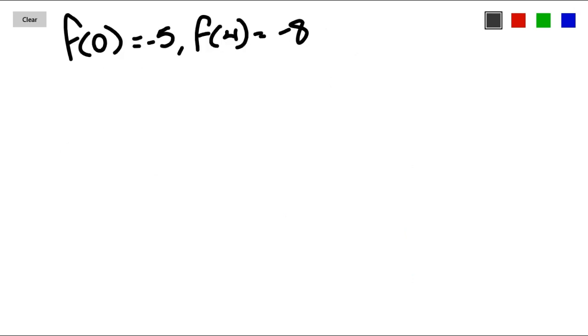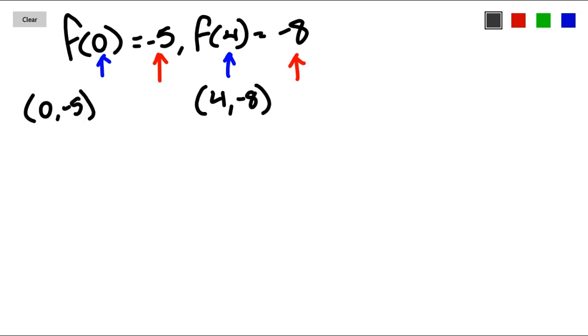Let's say that I have f of 0 is equal to -5 and f of 4 is equal to -8, and I want to find the equation of the line that has these input-output values. Again, my input values are going to be the things that I plug into the function. In this case, I have 0 for an input, and I have 4 for an input in my points. And then the output is going to be what I set it equal to. So the first output is -5, and the second one is -8. And these correspond to the x and y coordinates.